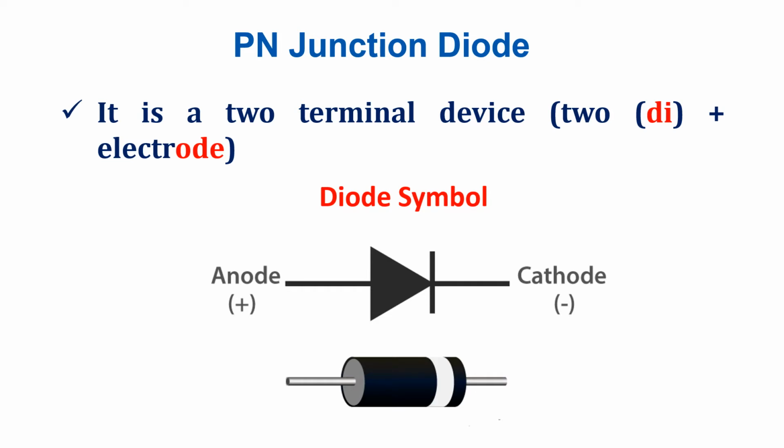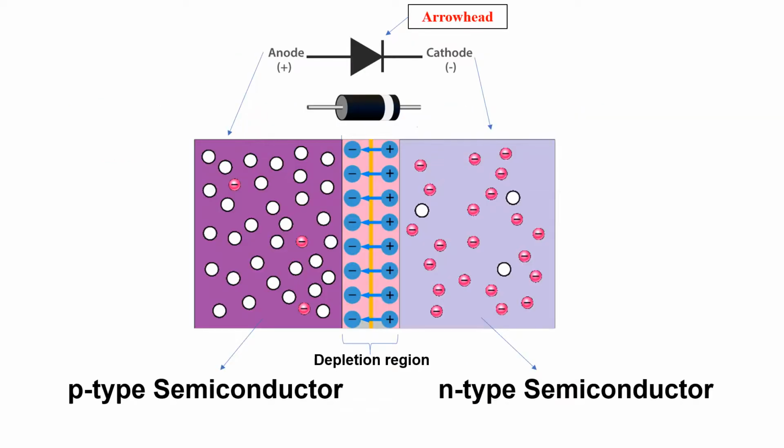A p-n junction forms a popular semiconductor device called p-n junction diode or crystal diode. It is a two-terminal device, namely anode and cathode. Di means two, and it has two electrodes. The word di and the last four alphabets from electrode give us the name diode. The P region will act as anode and the N region acts as cathode.